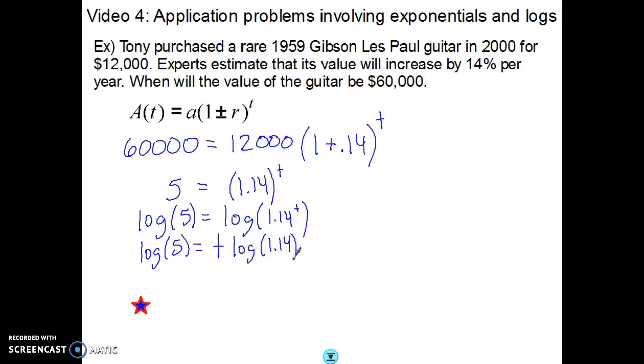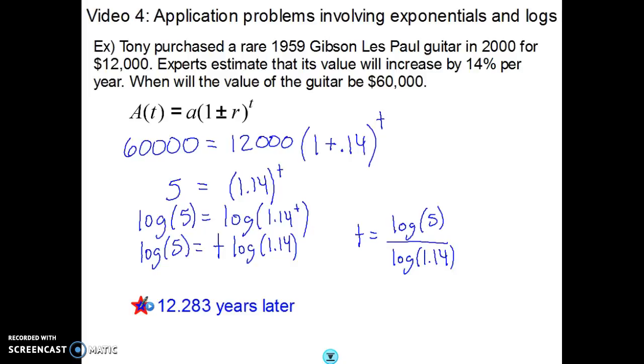We can divide both sides by log of 1.14, which will give us, if I move over to the right, t equals log of 5 over log of 1.14. And I believe if you type that into your calculator, you should get t to be 12.283 years. Now this is definitely a more precise answer than the one we were able to grab off of our graphing calculator earlier.